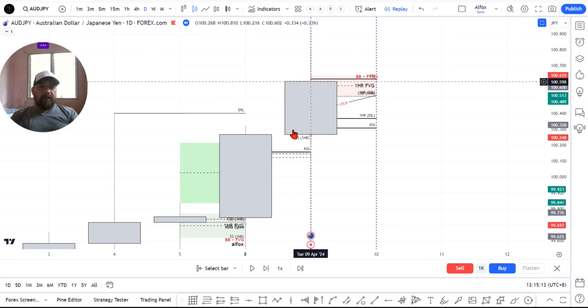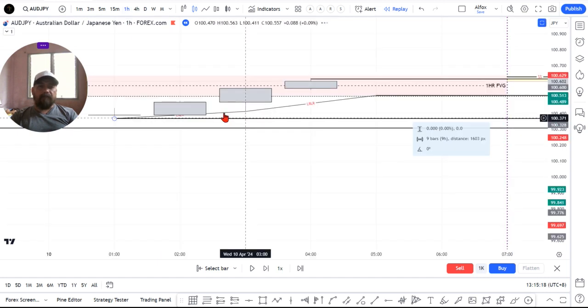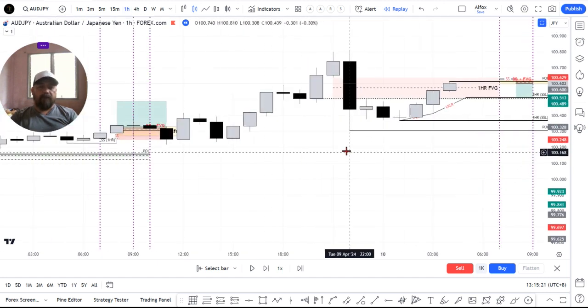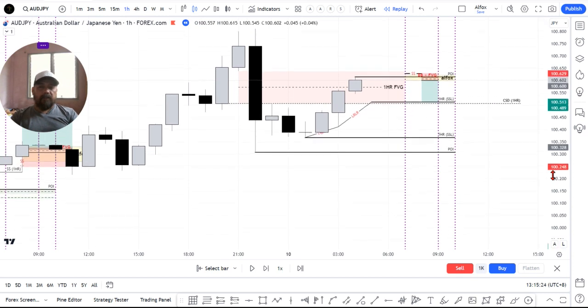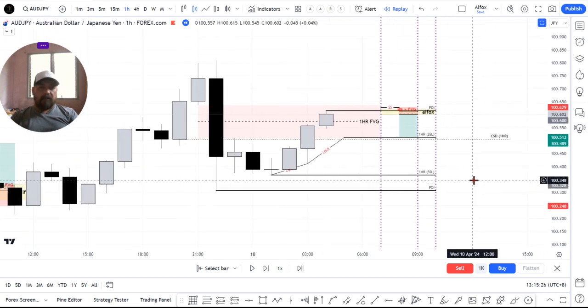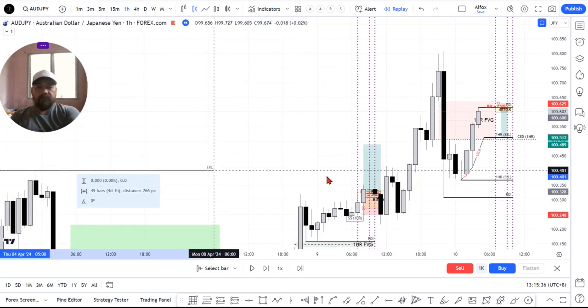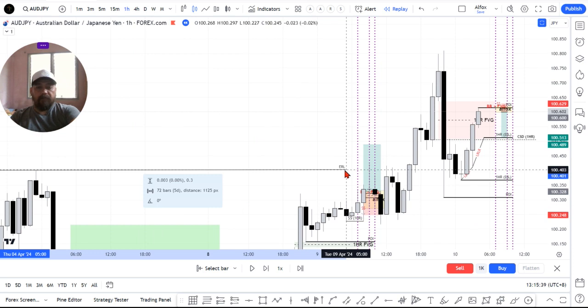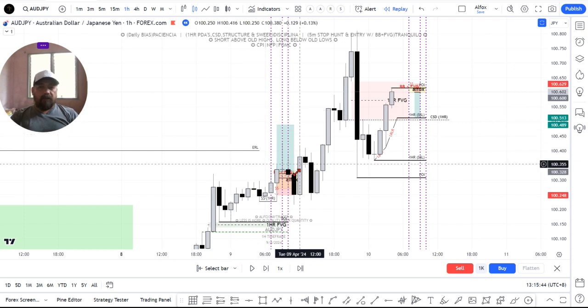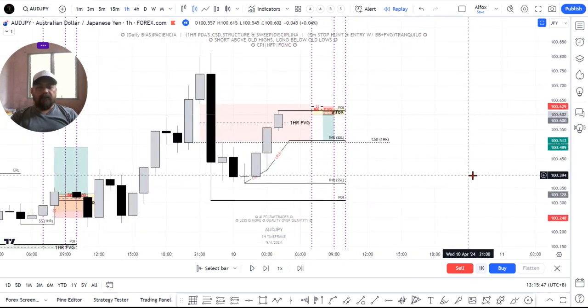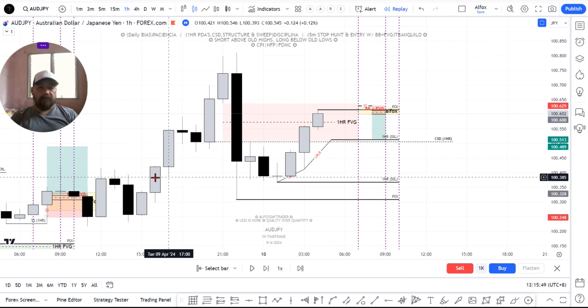So after I got my bias, I went down to my 1 hour time frame, which is my narrative time frame and market structure. So this is how it looks in our 1 hour time frame. Okay, so as you can see, this is what I saw this morning. So we know that we have swept our buy side liquidity. So we are above it. Then, as you can see here, in the 1 hour time frame, I saw this.